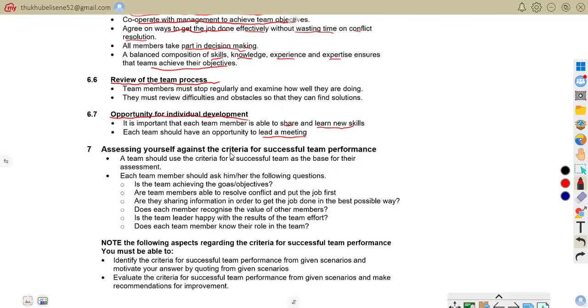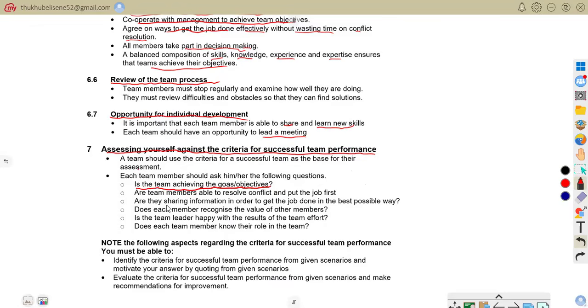Assessing yourself against the criteria for successful team performance. A team should use the criteria for a successful team as the base for their assessment. Each team member should ask himself or herself the following questions. Is the team achieving the goals and objectives? Is the team achieving the goals of the business? Is the team achieving the goals or objectives?